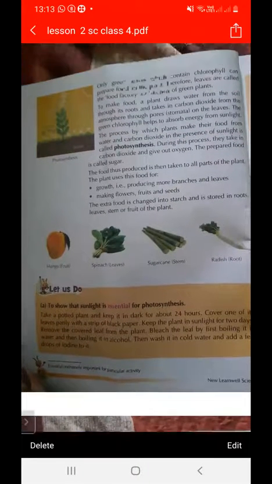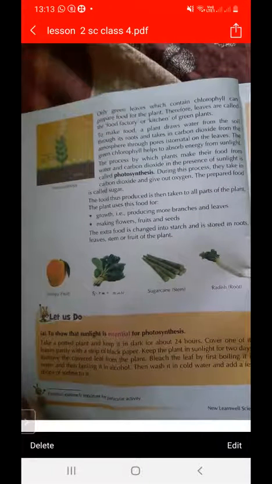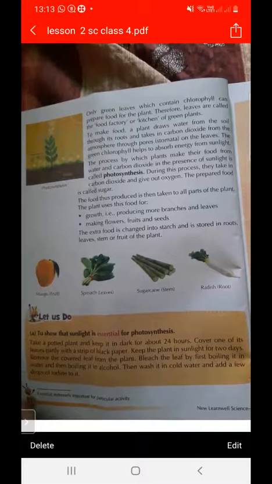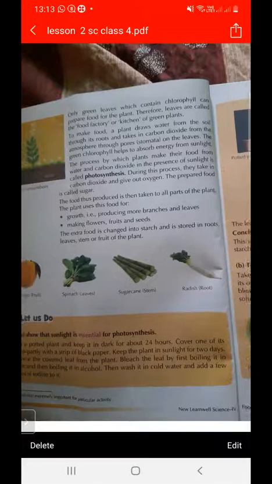Firstly, we will take a potted plant. A plant which has grown completely is called a potted plant. Keep this potted plant in the dark. What do you mean by dark? The place where no sunlight exists is called dark. Keep this plant in the dark for 24 hours, in a place where no sunlight exists.